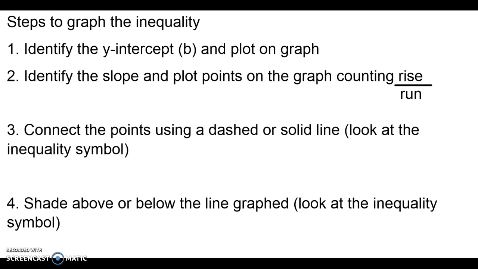So here are the steps to graph the inequality. Number 1, identify the y-intercept, the b, and plot it on the graph. Step 2, identify the slope and plot points on the graph, counting rise over run. Step 3, connect the points using a dashed or solid line. Remember to look at the inequality symbol. And then step 4 is to shade above or below the line. And then you need to look at the inequality symbol to determine this. So go ahead and pause your video so you can write down these 4 steps.